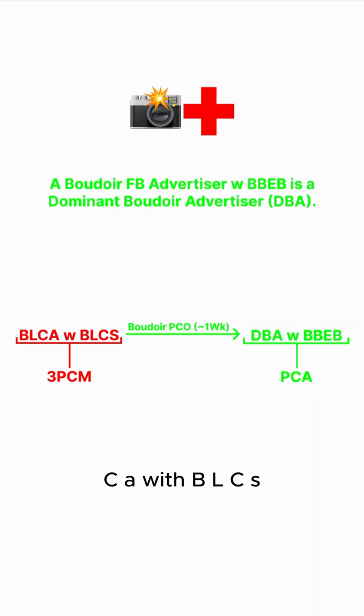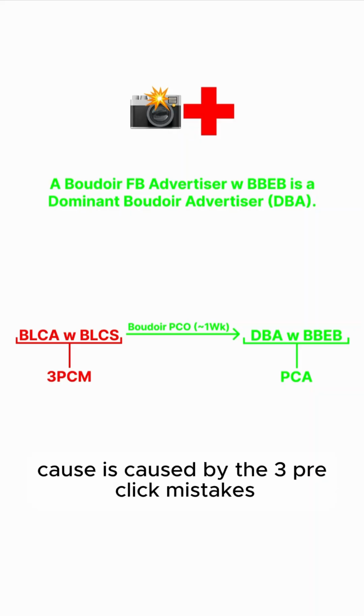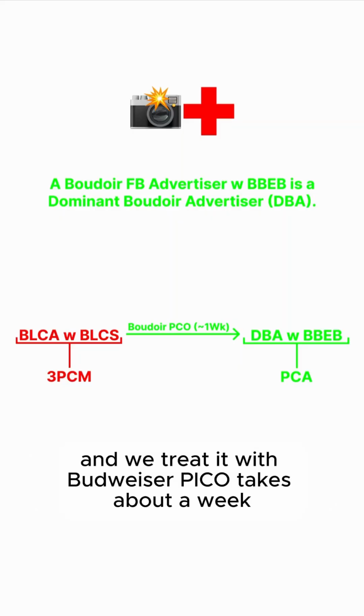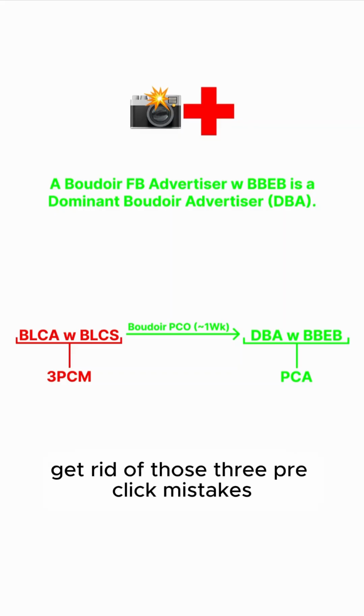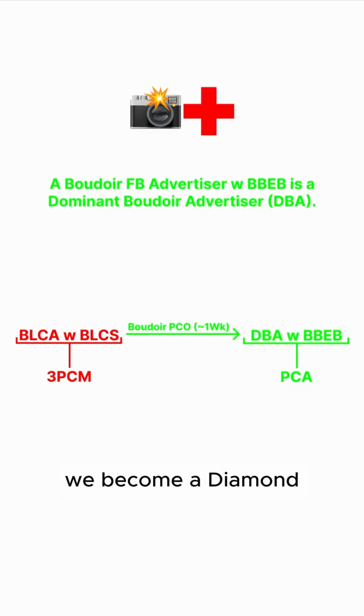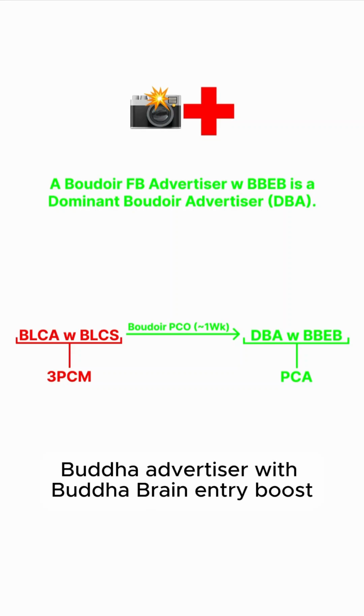So this is our full universe here. A BLCA with BLCS is caused by the 3 pre-click mistakes. And we treat it with boudoir Pico. Takes about a week. We achieve pre-click alignment, PCA, get rid of those 3 pre-click mistakes. We become a dominant boudoir advertiser with boudoir brain entry boost.